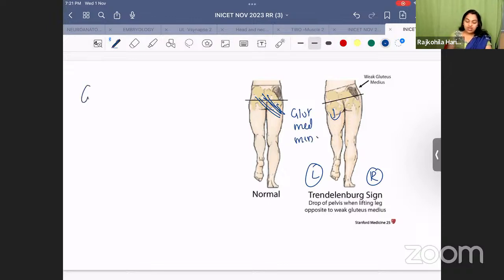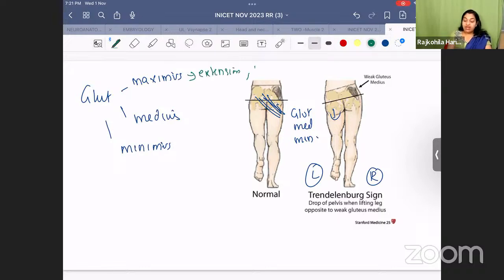Okay, so you know there are three gluteus muscles, right? Gluteus maximus, gluteus medius, gluteus minimus, right? Remember the gluteus maximus, its main action will be extension at the hip joint.